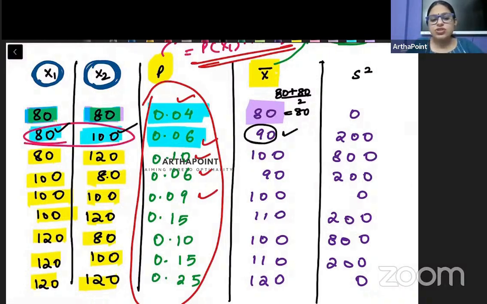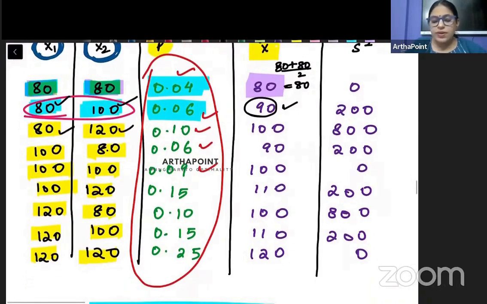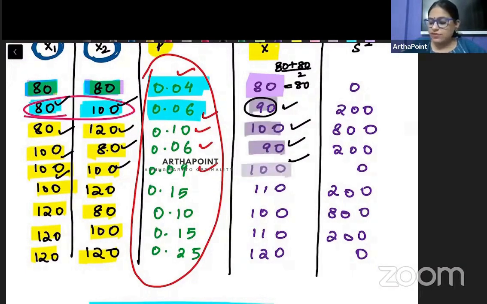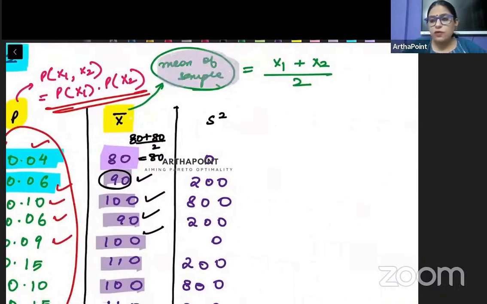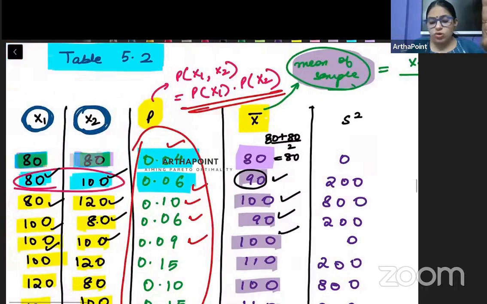And in similar fashion, I have filled this entire column. So देखो 80 plus 120 is 200 divided by 2 is 100. 100 plus 80 is 180 divided by 2 is 90. 100 plus 100 is 200 divided by 2 is 100. So in that way, I have been able to find these mean values. So this column represents the mean of the sample. Sample only had 2 data points और उनका मैंने mean निकाल के यहाँ पे लिख दिया है.